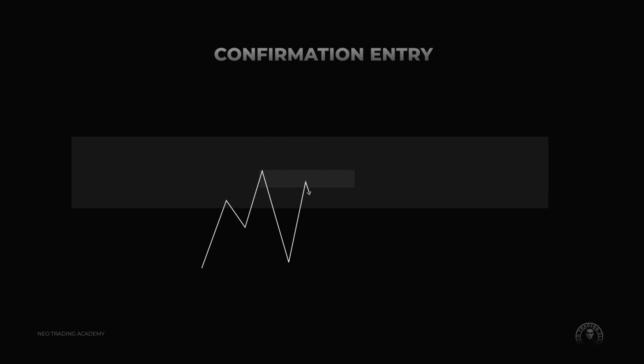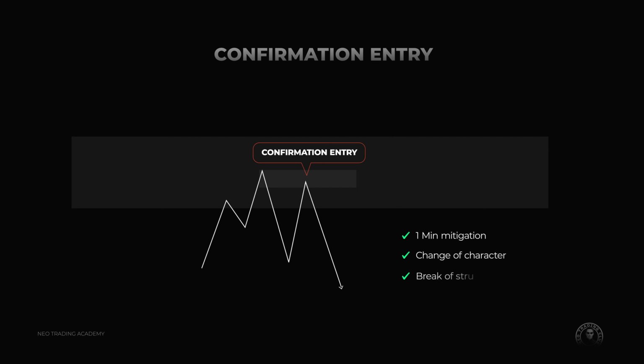When you set your 15-minute POIs, you use this entry as further confirmation that the zone will be respected. What you want to see is a rejection of that POI, confirming that it's being respected. You would pretty much be looking for a 1-minute mitigation, a CHoCH, and a BOS.